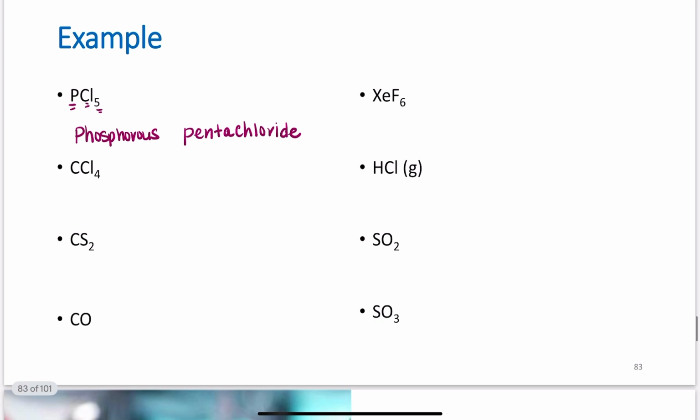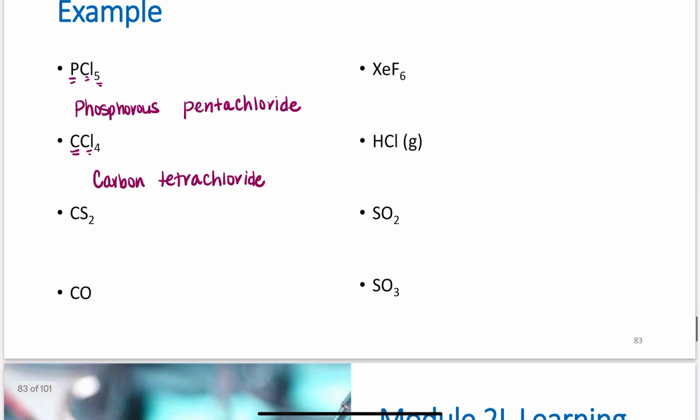CCl4, the C in front is carbon. I know Cl is chlorine, but I have four of them this time. So I'm going to say tetra for 4, chloro or chlor for chlorine, and then "ide" for the ending because the second element listed will always end in "ide."